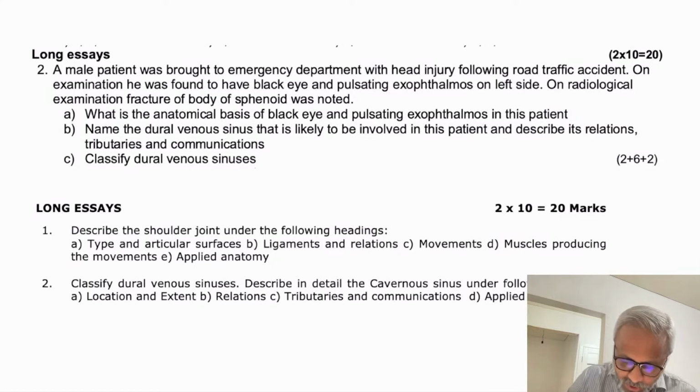Now, what is the anatomical basis? Let's try to split up this question. What is the anatomical basis for black eye? Any head injury or any injury of the scalp can lead to accumulation of blood in the 4th layer of the scalp. And this blood can seep into the eyelids.